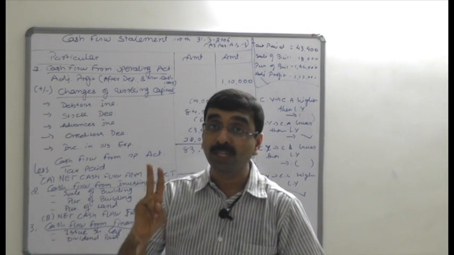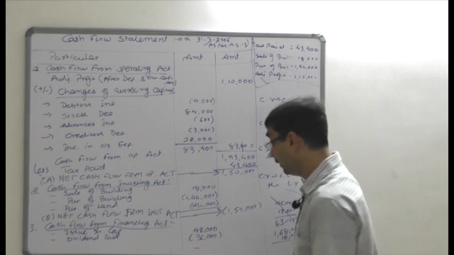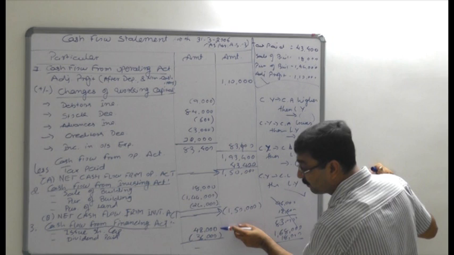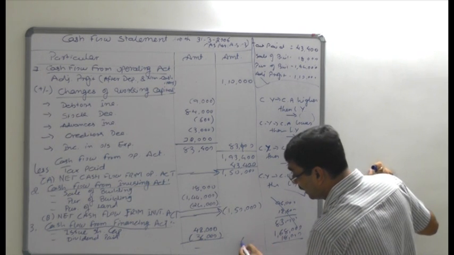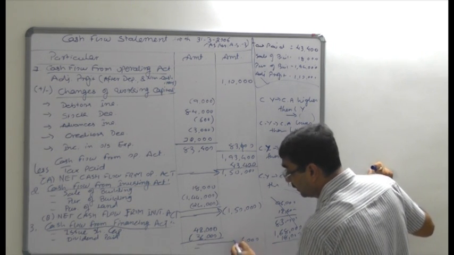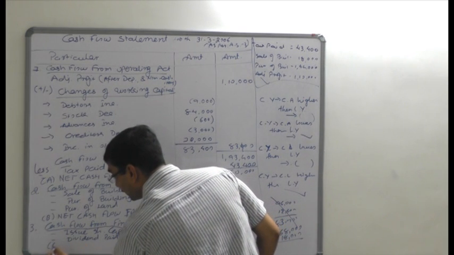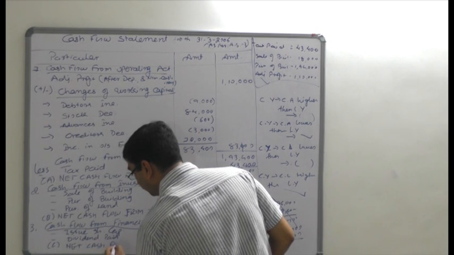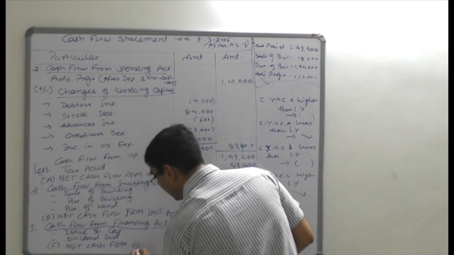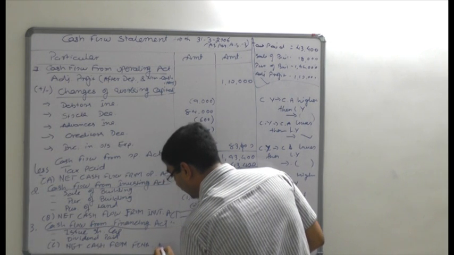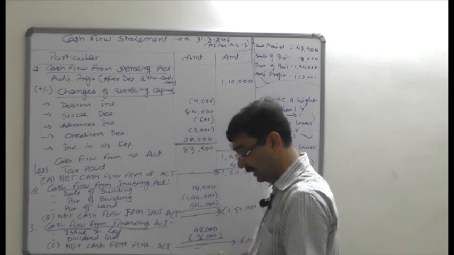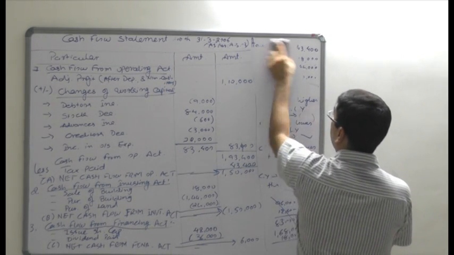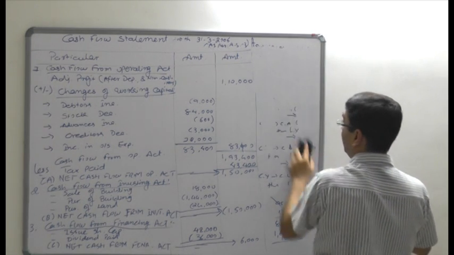So that's it. There are only two items under the category of financing activity. We'll just make a total and find out the balance. 42 is plus, 36 is minus, so the balance is plus 6,000, and that is answer C, net cash flow from financing activity. So this is all about the answers of the three activities.